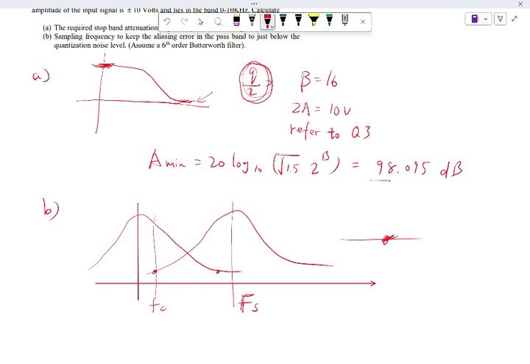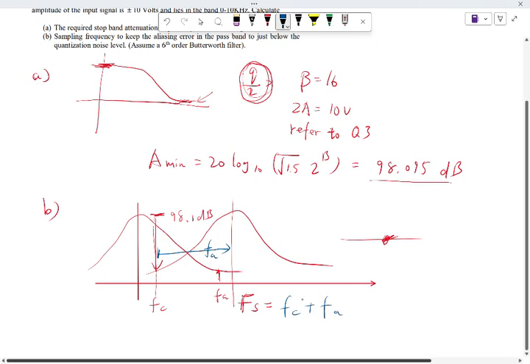But for this one, we're given a new number. We need to attenuate from top to bottom, so we got 98.1 dB. That's the given, which we're going to use to solve this question. For this one, we give this span a name, Fa, and counting from here to here is Fa again. So Fs equals Fc plus Fa.